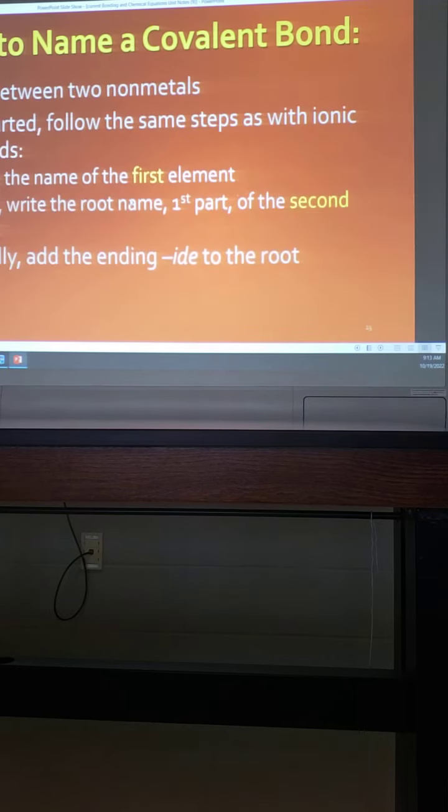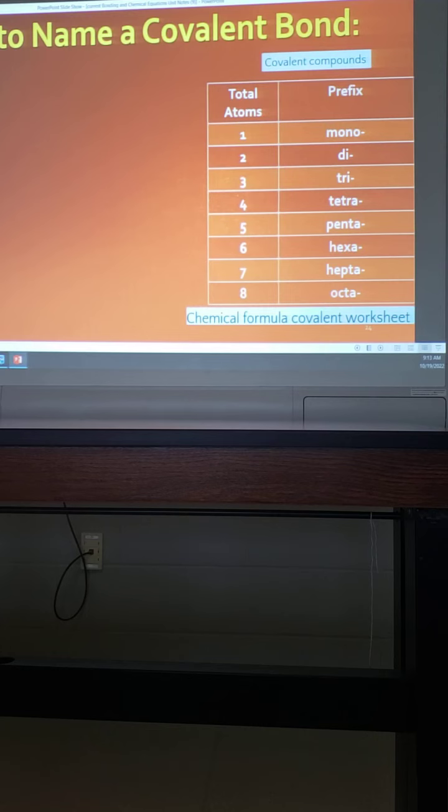Oh, did I go too fast? You have to pay attention to the subscripts. We could ignore those in something like K2O. We didn't have to say anything about the 2. We just called that potassium oxide.